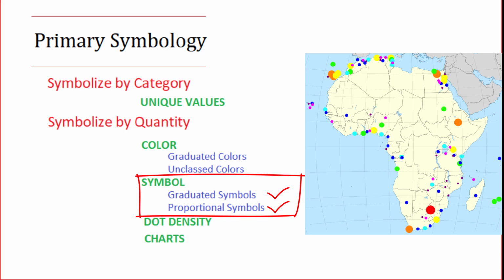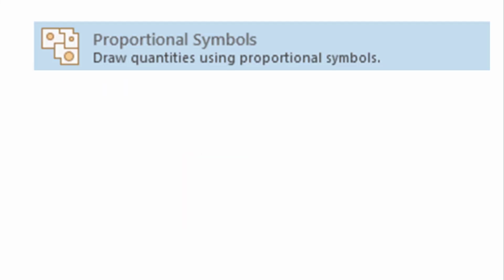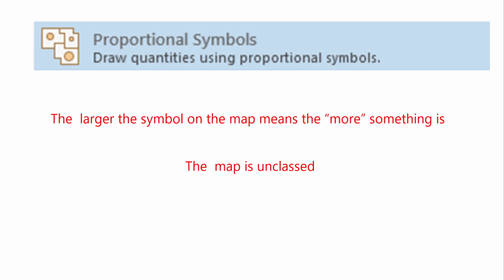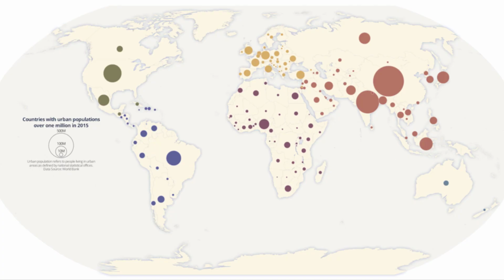First, proportional symbol maps. The main idea behind proportional symbols is that the larger the symbol on the map, the more of something there is, depending on what it represents. It could be population or number of clinics or health facilities or whatever. Here is an example of a proportional map of the urban population in the world. You see, each country has its own rate of urban population, and each symbol size is therefore unique.